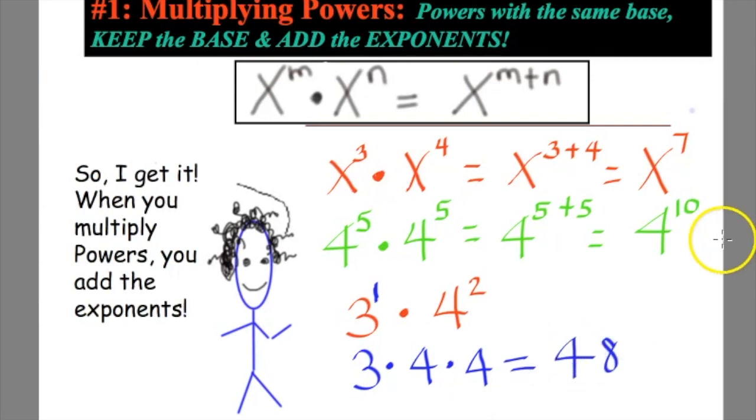So let's do a quick recap. Remember, in order for us to apply this rule, multiplying powers, we must have the same base. If we have the same base, we're going to go ahead and add the exponents. If we don't, we either leave it as is or we can simplify. Hope that's making sense.